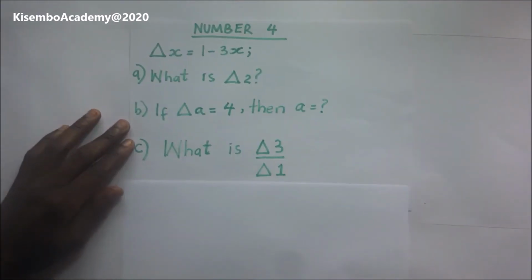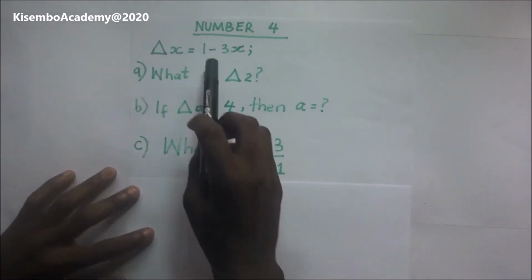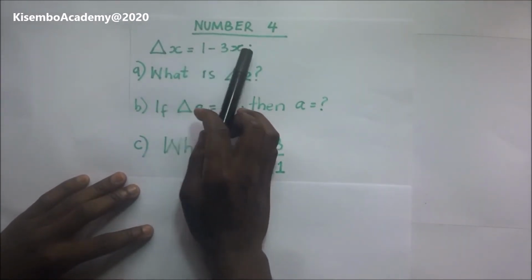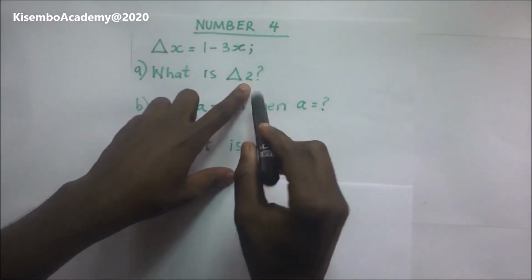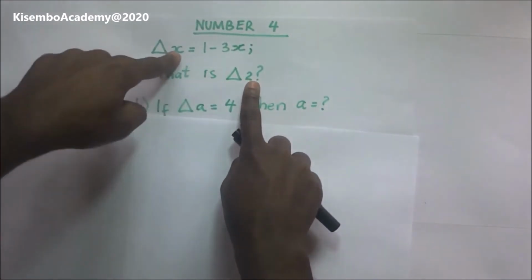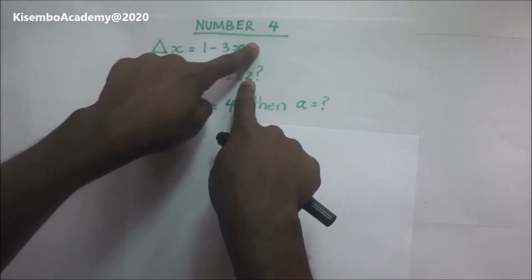So going on to number 4, we have delta x is given by 1 minus 3x. If delta x is given by 1 minus 3x, what is delta 2? In essence they're asking what is delta 2? In the place of x there is 2. So what is going to be this expression?